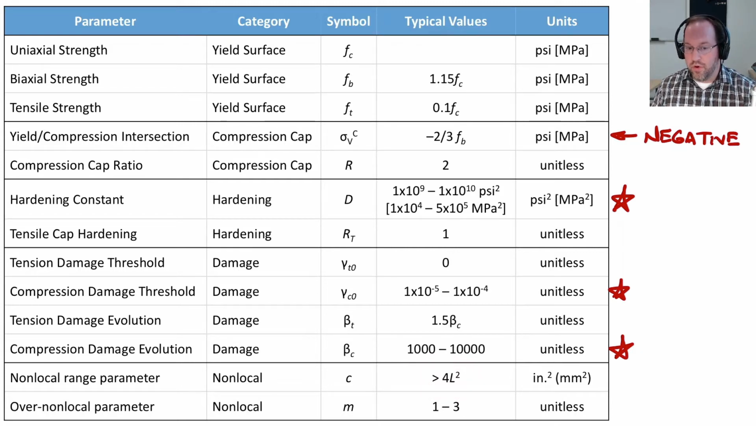For the non-local parameters, the C is a range constant and it should be greater than 4 times L squared, where L in this case is your typical element length. So if you're setting that parameter too small, it's not actually incorporating any non-local behavior.